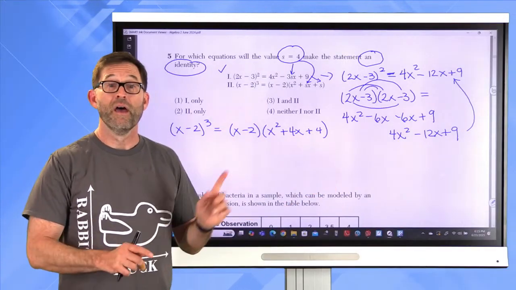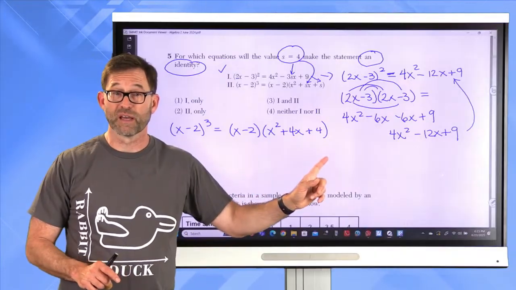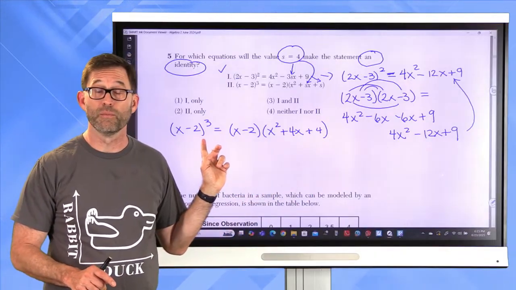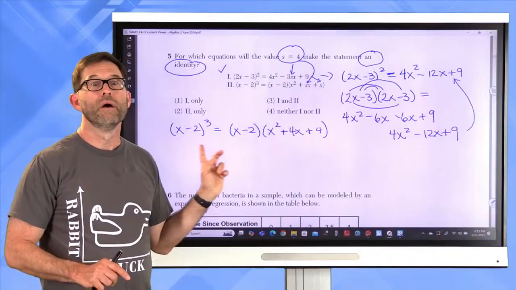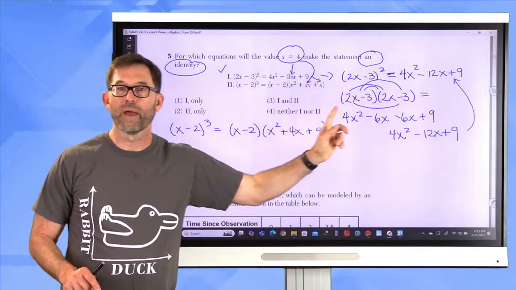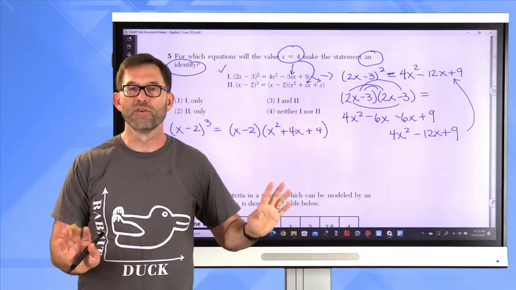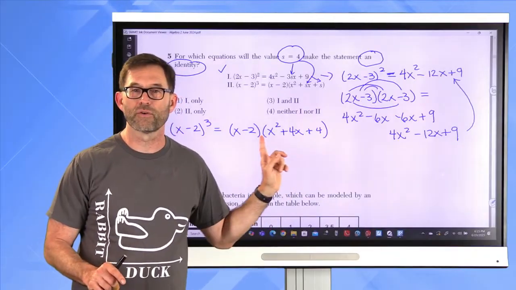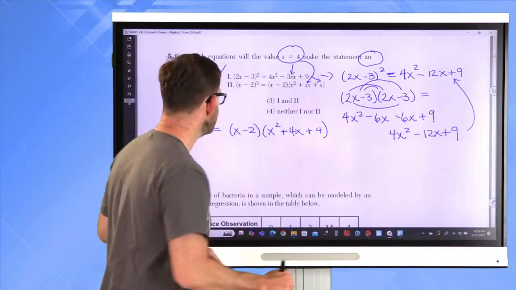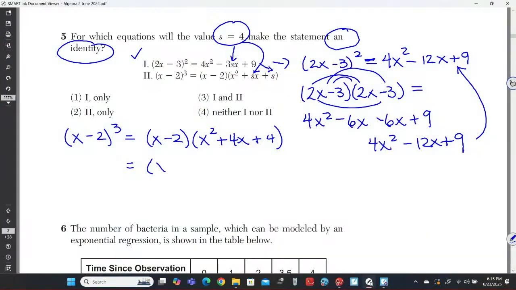Because then it would be x minus 2 times x minus 2 times x minus 2, or x minus 2 cubed. Or I could work to multiply this all the way out. I'm not going to do that. In fact, what I'm going to do is just factor this. And that's relatively easy to factor, right? In fact, it factors as x plus 2 times x plus 2.